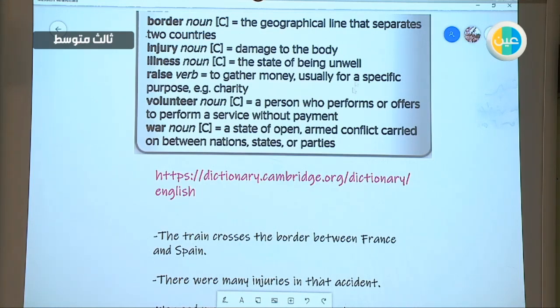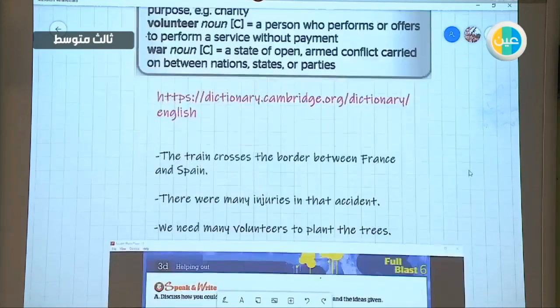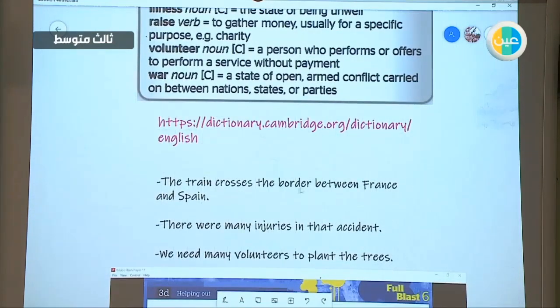Now, we should use those words to put them in a correct sentence. I'm going to give you 3 sentences, and I'm sure that you can do your own at home, modeling my sentences, the ones I will give you. Now, let's see. For the word border, we can say the train crosses the border between France and Spain. Okay, so the word border here is used in a correct sentence.